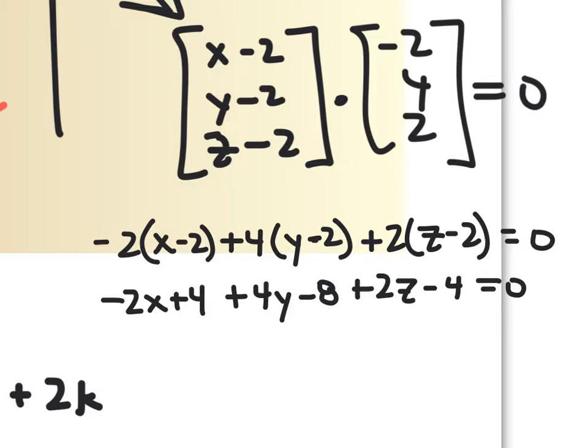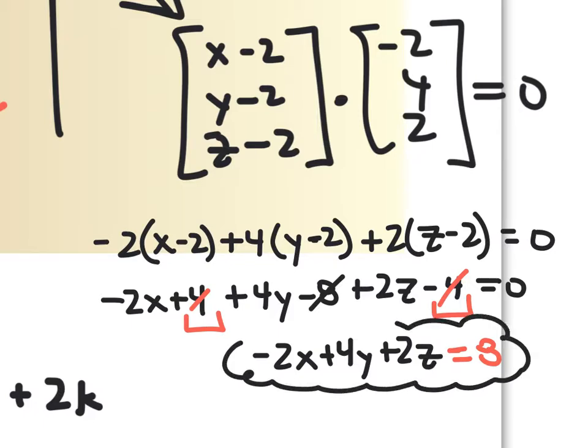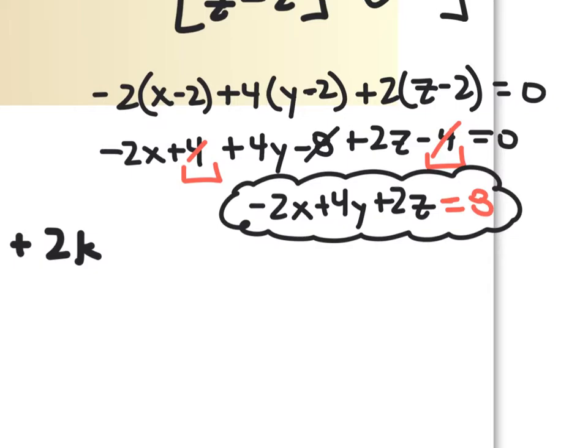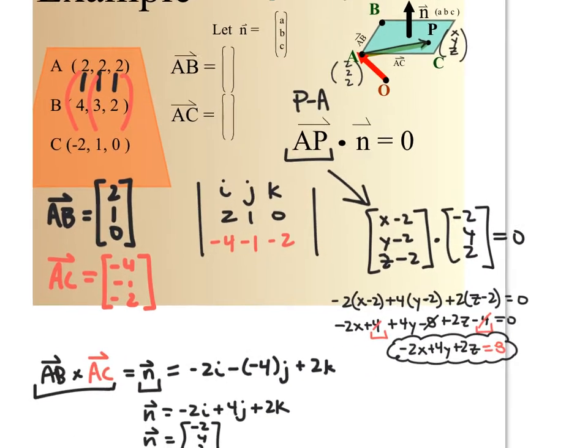Let's combine some like terms. I see a 4 and a negative 4. Those will cancel. So it looks like I get a negative 8, which I'm going to bring over here as an 8. Okay, and that gets rid of that. Yep, so we got negative 2x plus 4y plus 2z equals 8. And that, folks, is the equation of the plane containing those 3 points.